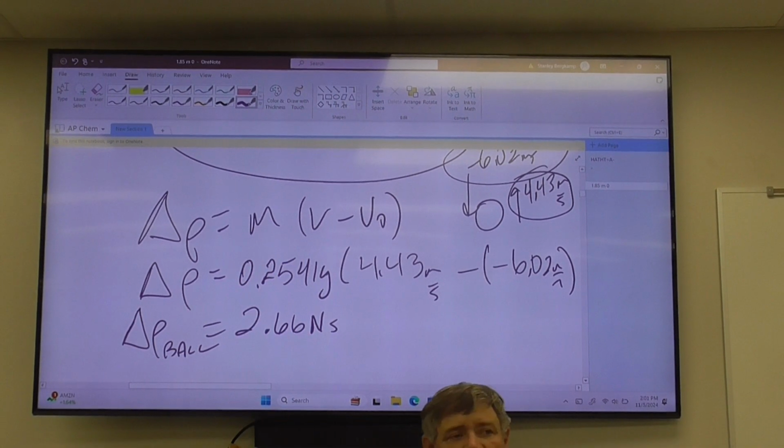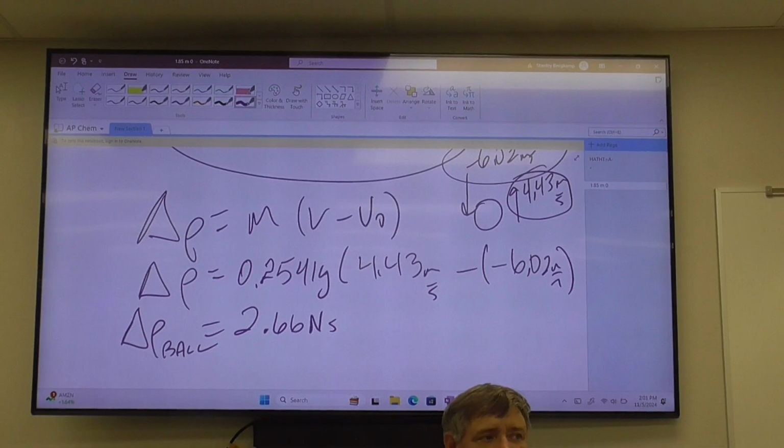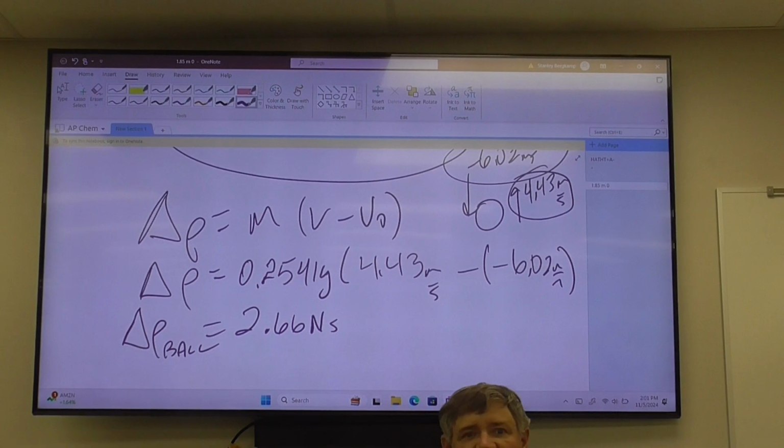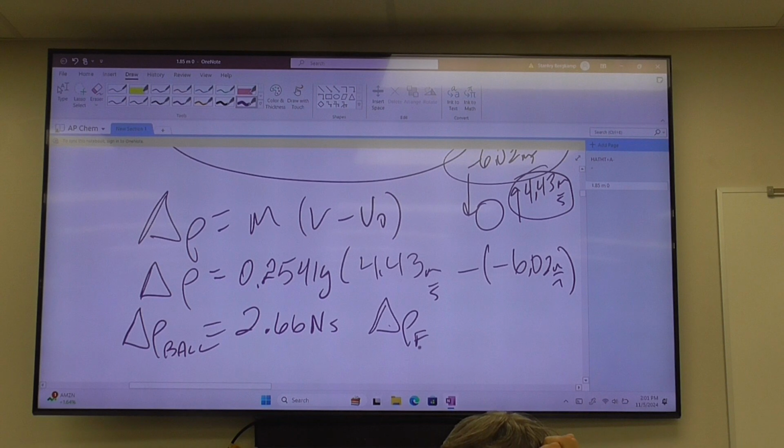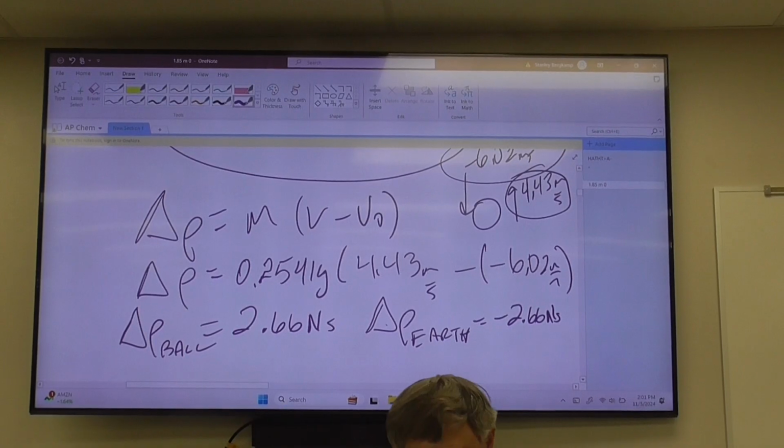What's the change in momentum of the Earth? About that much. The exact same, but it's going to be a negative value. So when I bounce that thing, the change in momentum of the Earth is going to be negative 2.66 Newton seconds.